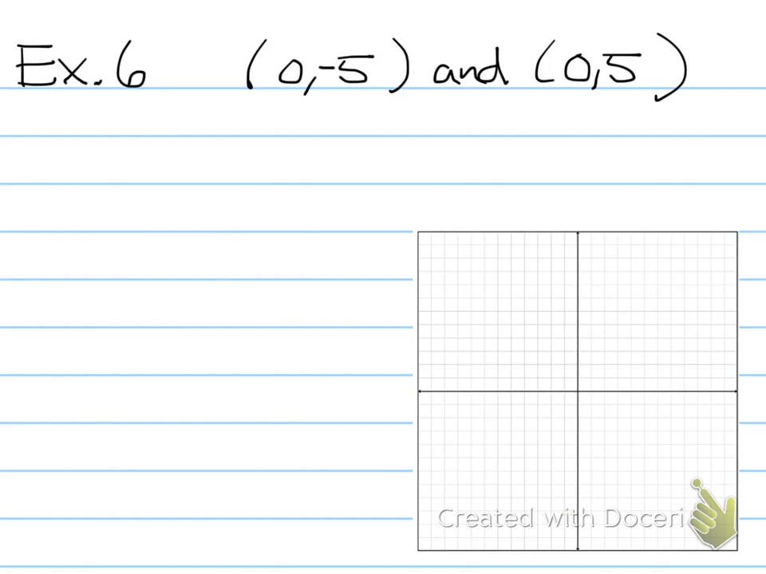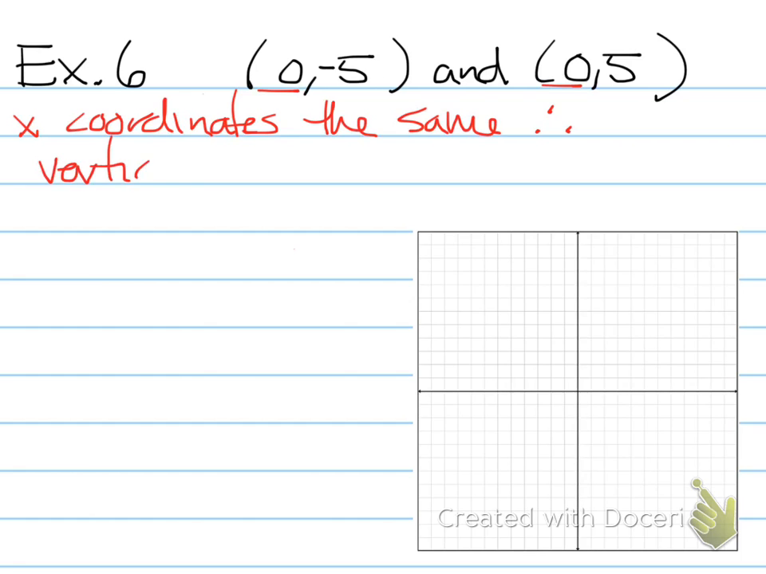And last example, you should notice that the x coordinates are the same. Since the x coordinates are the same, that lets us know that this is a vertical line. And all vertical lines are x equals whatever the x coordinate is. X equals, and then the x coordinates are both 0, so x equals 0. The graph of x equals 0 is a vertical line that is the y-axis.